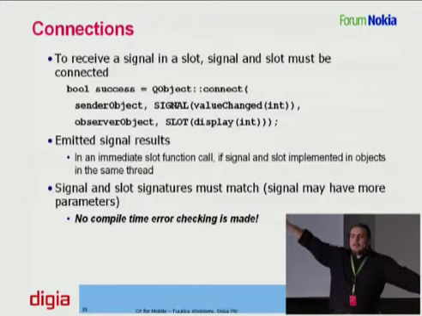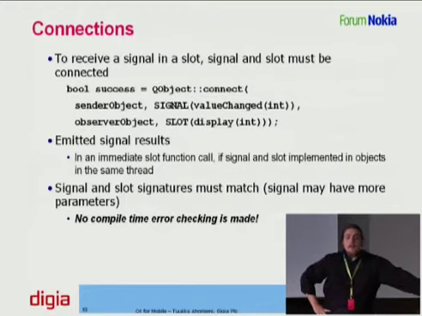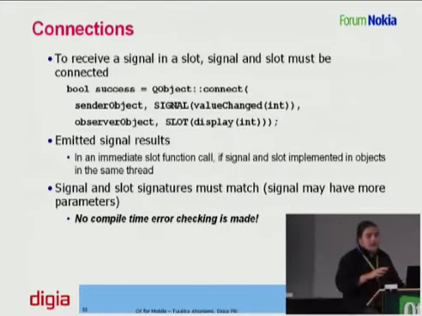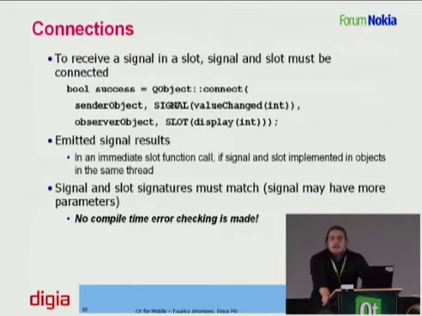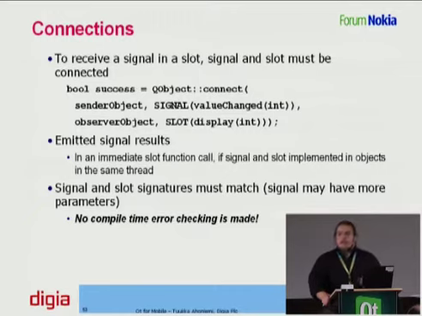When is the actual connection made? Yeah, runtime, because it's a function call. Okay, so you don't get compilation errors if there's something wrong there. Because this is now using the meta object system. The meta object stores string type data. And during runtime, when I call this function, it will just check, hey, does this object have a function with this name? Okay, it doesn't. So it will return false, and the connection is not made.